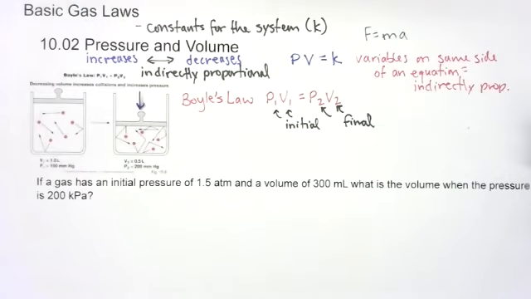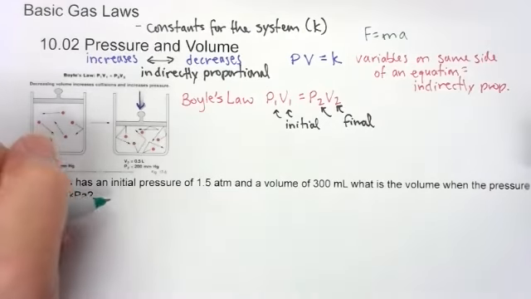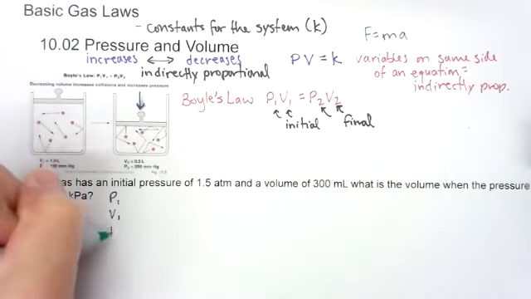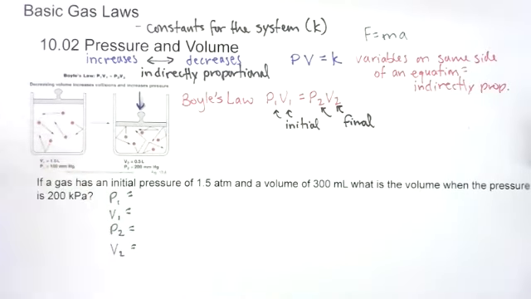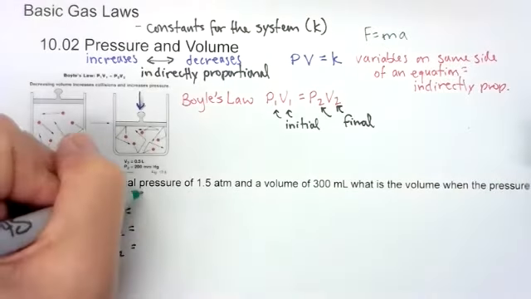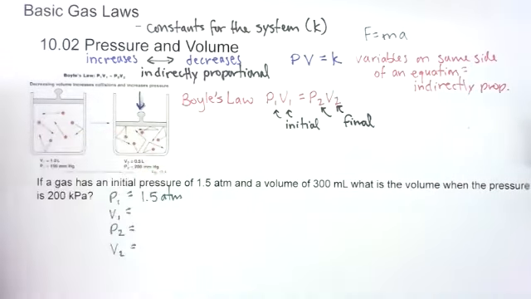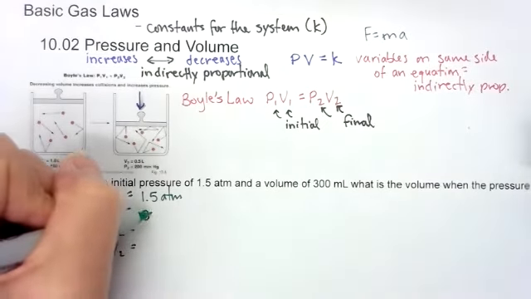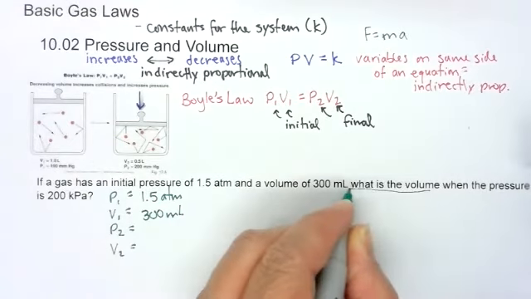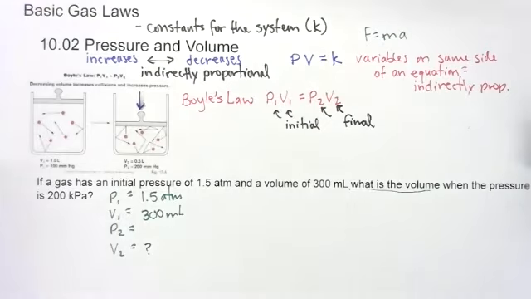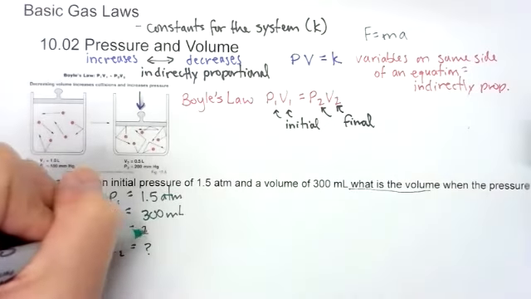If a gas has an initial pressure of 1.5 atmospheres and a volume of 300 mL, what is the volume when the pressure is 200 kilopascals? What I like to do is make a variable bank for these problems. We have P1, V1, P2, V2. Our initial pressure means the beginning pressure, and that's 1.5 atmospheres. Our initial volume is 300 mL. What is the volume? When you find that question word, you're going to put a question mark next to that, when our pressure is 200 kilopascals.